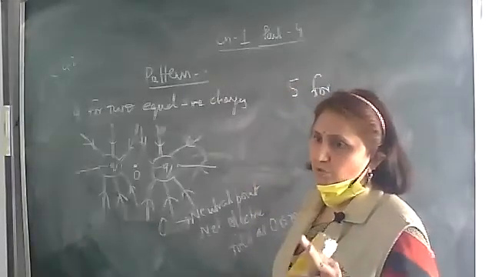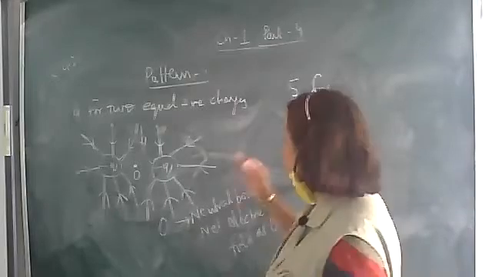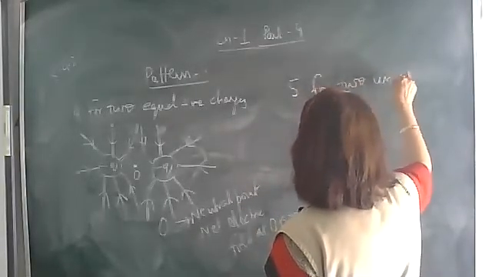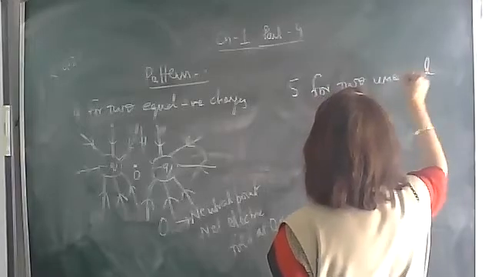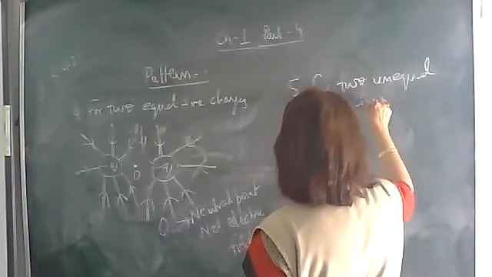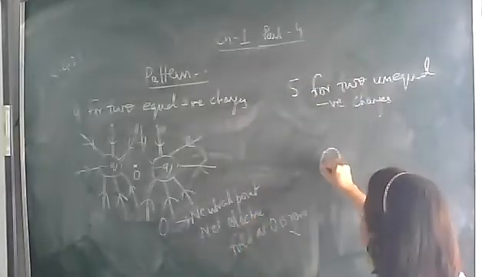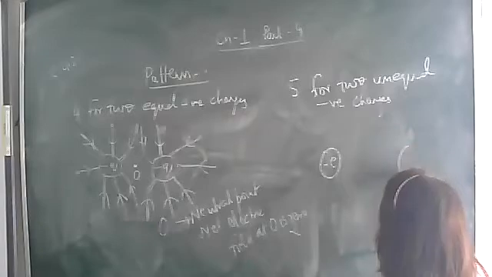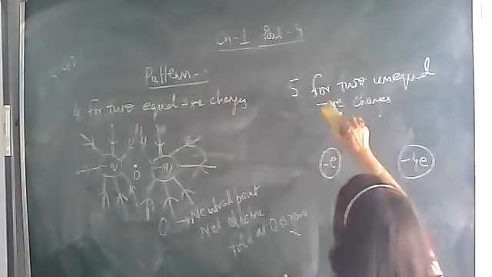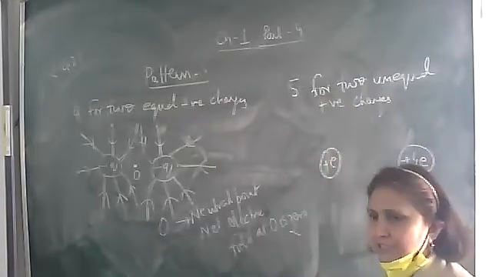Okay, suppose these are two unequal negative charges or unequal positive charges. Let us take two unequal negative charges. Unequal means not equal in magnitude. For two unequal negative charges, both are similar, both are negative. Suppose one is minus E and the other is minus 4E. Or let us take it for two unequal positive charges. One is plus E and the other is plus 4E.